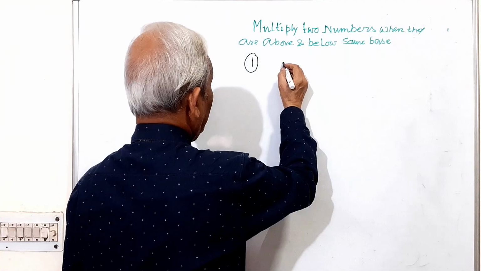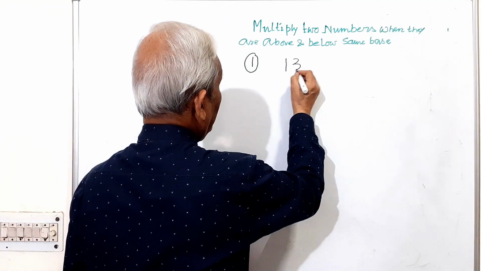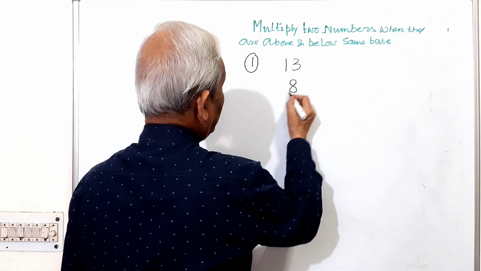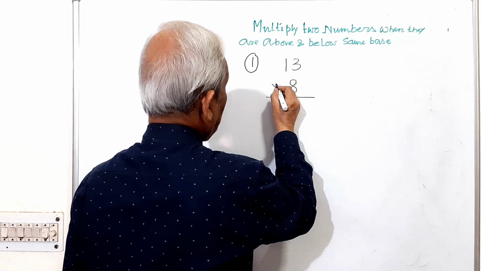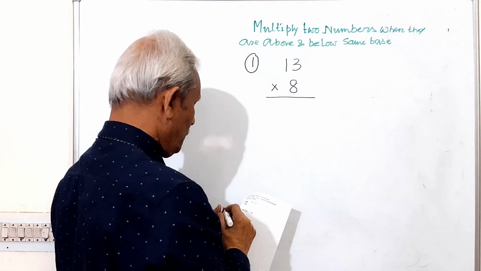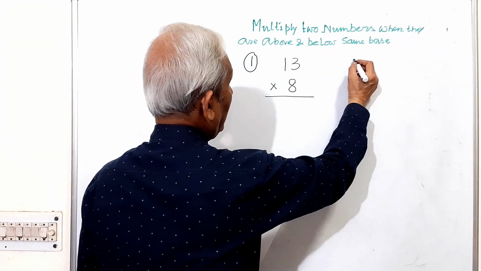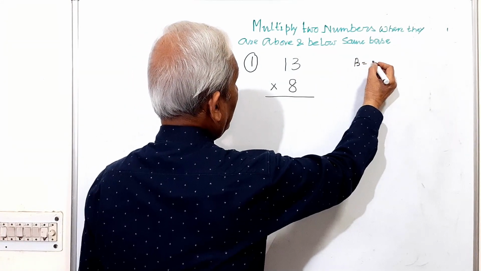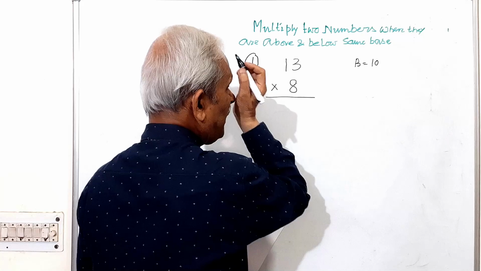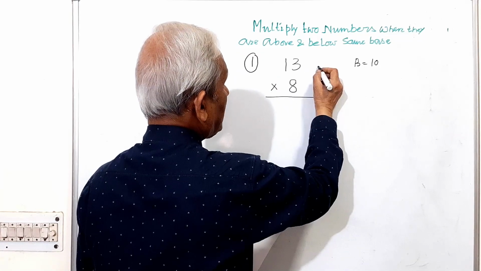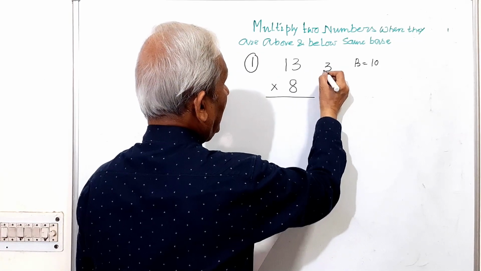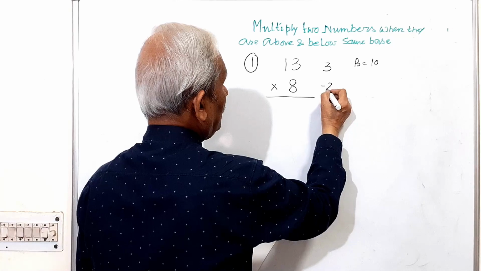Let us multiply with this very small number. Simple, 13 into 8. However small it may be, the process is the same and you need to understand it. Here, 13 and 8, you can understand the base is 10. The base is 10. 13 minus 10 is plus 3. 8 minus 10 is minus 2.